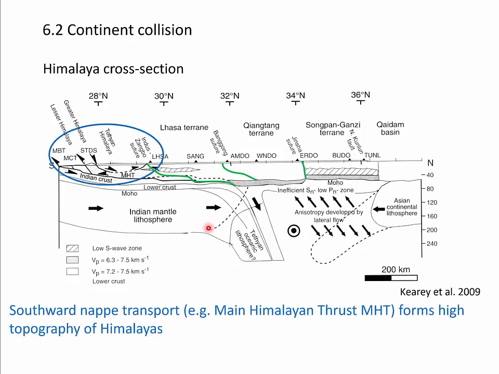We see that the main Himalayan mountain chain that we recognize as the Greater and the Lesser Himalayas are related to thrust tectonics. Southward thrusting occurs here in the context of the main Himalayan thrust that we see here. But of course, the pattern is much more complicated than what we see here on this simplified cross-section.